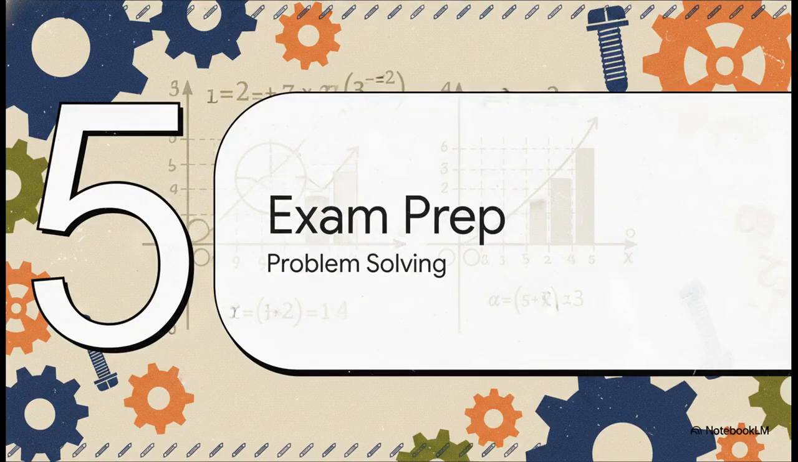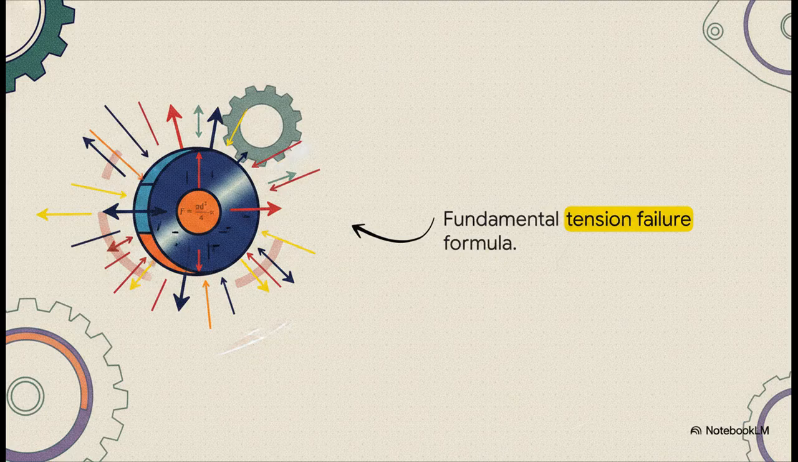All right, final stretch. Section 5, exam prep and problem solving. Listen, if you only memorize one starting point for a joint design problem, it absolutely has to be this fundamental tension failure formula. The permissible force, F, equals the area of a circle, so pi times d squared over 4, multiplied by the allowable tensile stress, sigma t. This equation directly dictates the required diameter of your main solid rods.